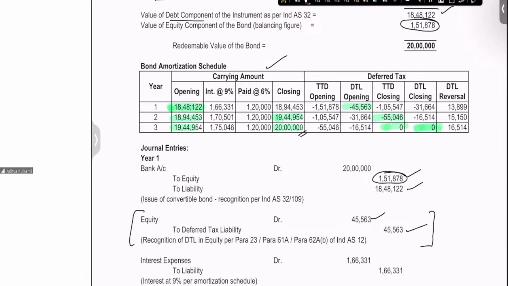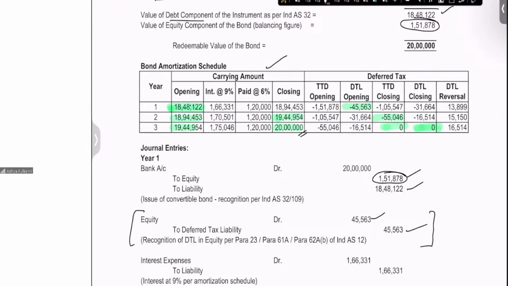Have you understood the second journal entry, everyone? Yes. Okay.